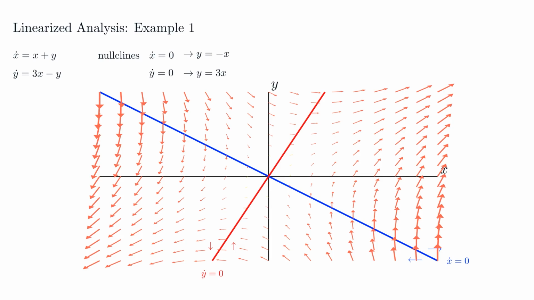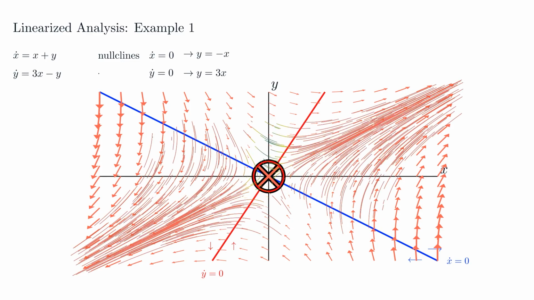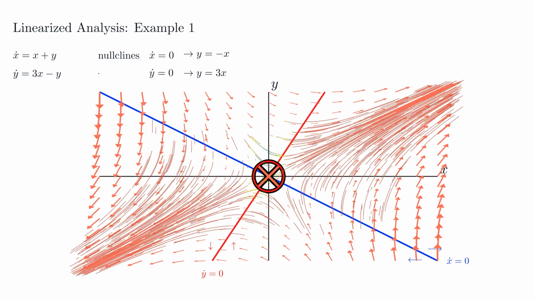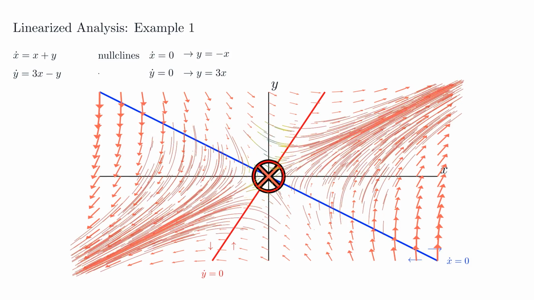And so one sees that in two directions, the flow is towards the fixed point, and in the two orthogonal directions, the flow is away. This will define a saddle point, which I'll denote by this x. So that is the flow pattern for this example.